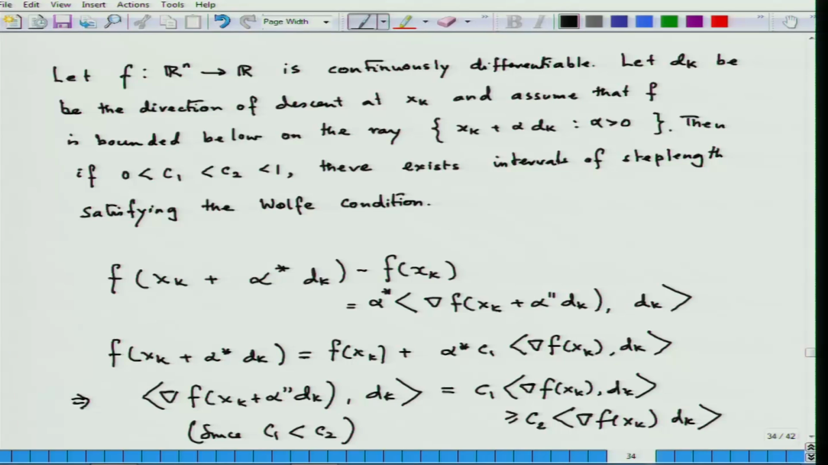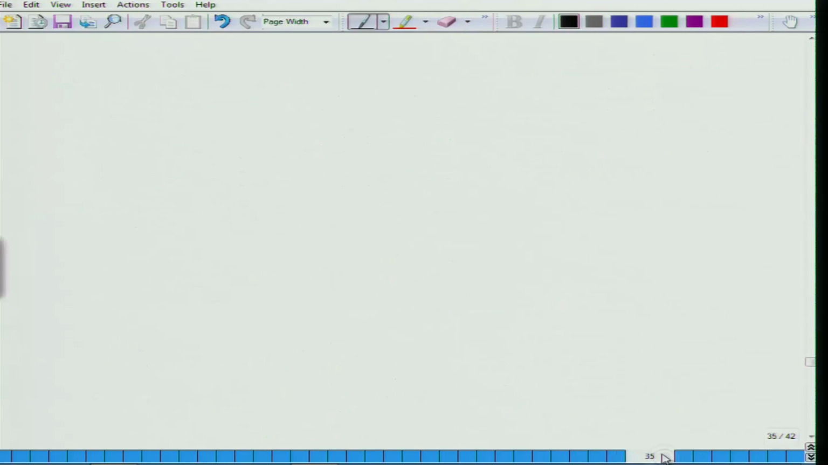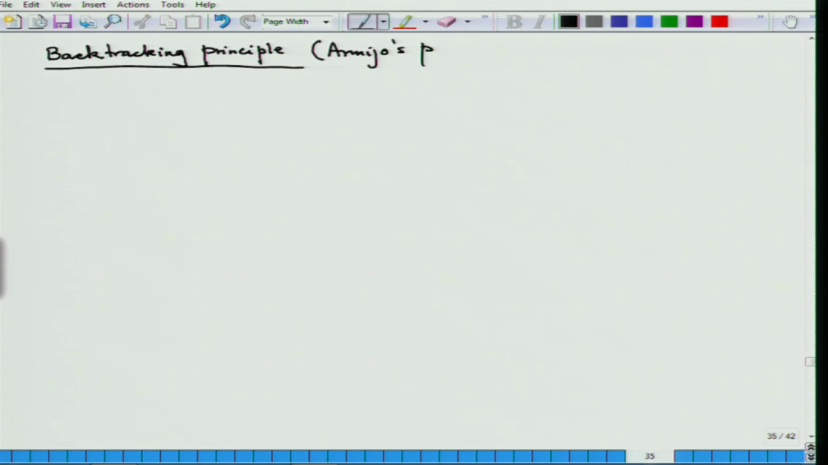Now we are going to discuss how I actually apply this sufficient decrease. This sufficient decrease is done by a method called backtracking. So how do I choose my step length? By using the backtracking principle. This is also called the Armijo principle, due to the mathematician Armijo. This is quite often applied in algorithms, and gets a result quite fast.